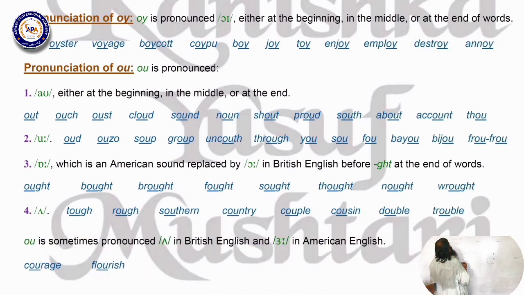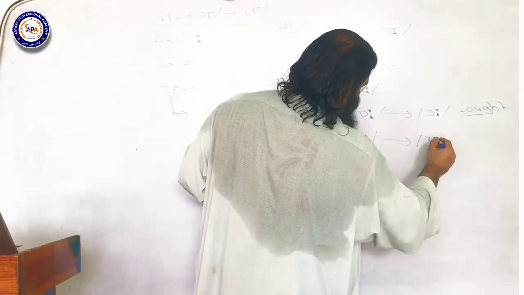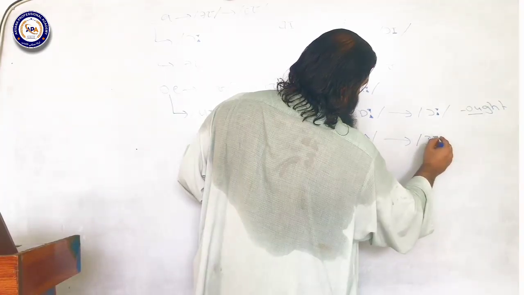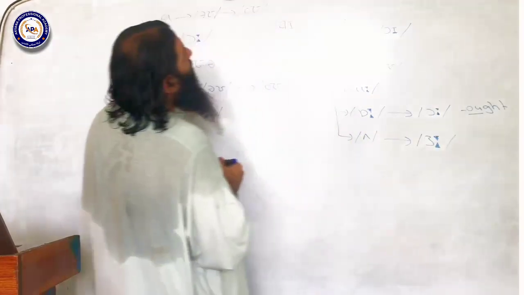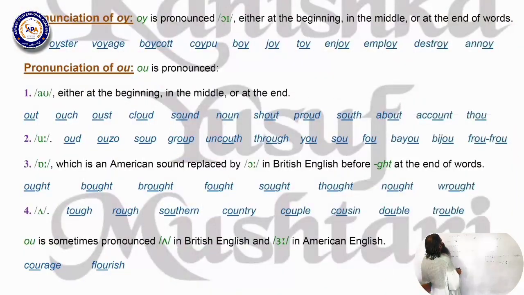And also, we have a difference of British and American English, which we also had in another letter before. That is, in British English, sometimes OU is pronounced a, and in American English, it is replaced by a sound when we have R after it, because this a sound always comes before R. For example, British courage, flourish. American courage and flourish.